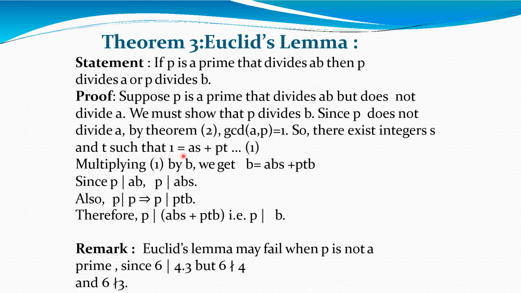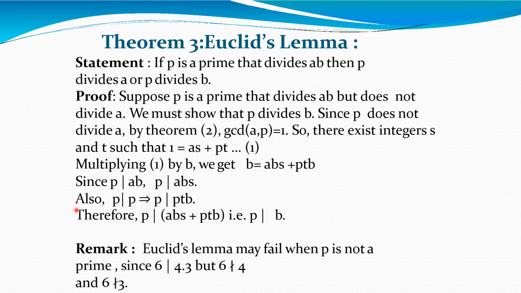Now call this equation number 1. Now we multiply equation number 1 by b. So 1 into b is b. Similarly, multiplying the right side by b we get asb plus ptb. Now the given part is p divides ab. Now as p divides ab, p divides abs. As already we have seen one result that whenever a divides b, a divides bc. So by using that result, p divides ab gives us p divides abs.